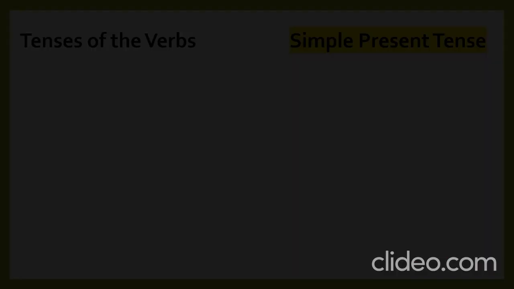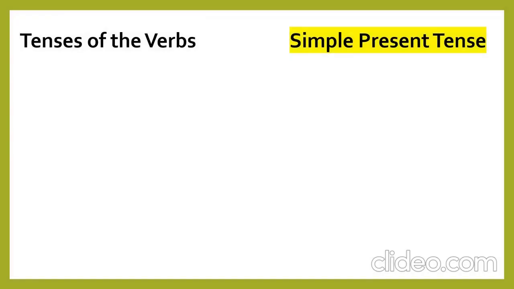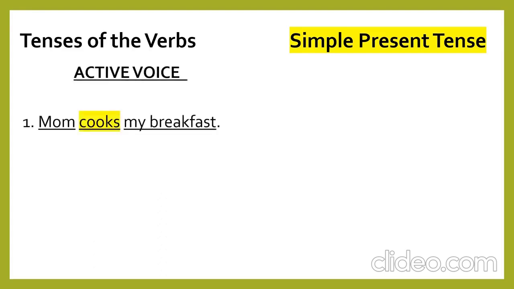Now, let's look at another complex part of this lesson. Let's look at the tenses of the verb, starting with the simple present tense. I have here an example sentence for active voice. Number 1, Mom cooks my breakfast. Again, let's identify the verb, the subject. Okay, so the subject here is mom, the verb is cooks, and the receiver of the action cooks is breakfast, my breakfast.